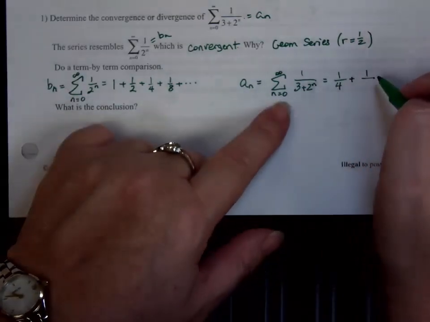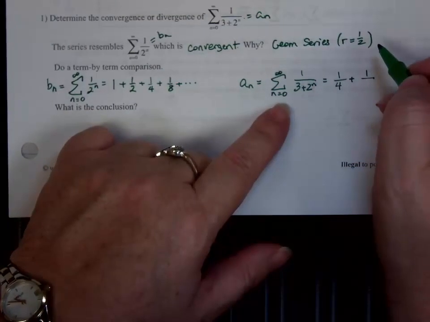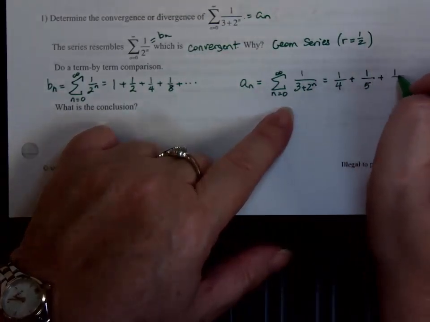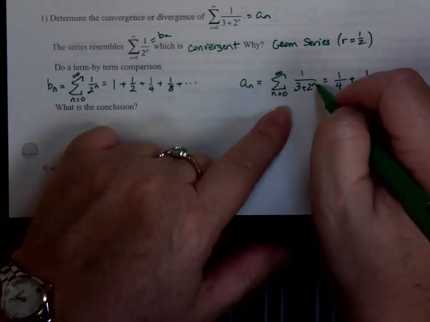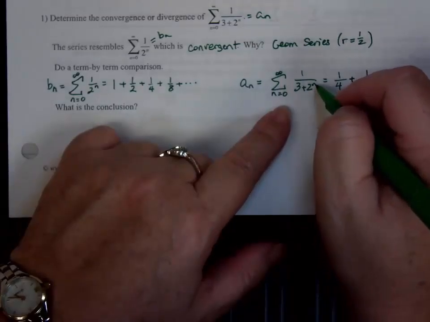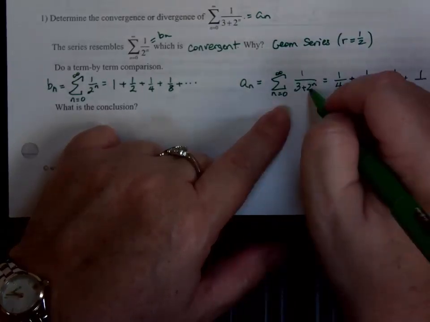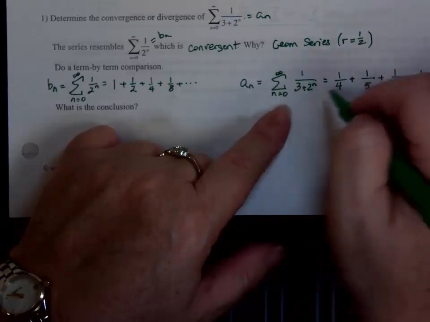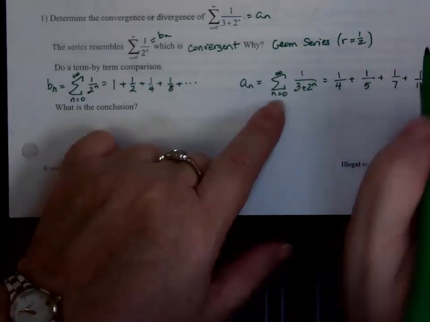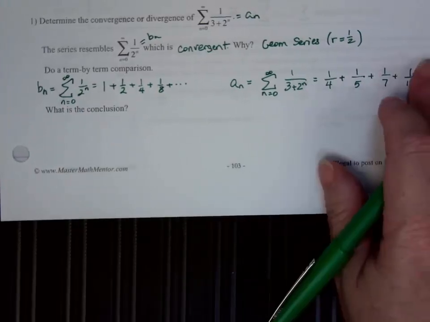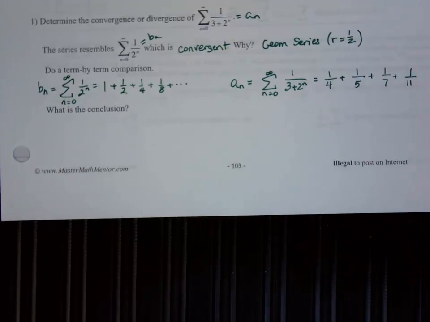If I plug in 1, what am I going to get? 1 over 5. Then 1 over 2 squared is 4, plus 3 is 7, and then 1 over 2 to the third is 8, plus 3 is 11. Now that doesn't look like any sort of pattern that you've ever seen, but that doesn't matter. What matters is, is 1 always bigger than the other?